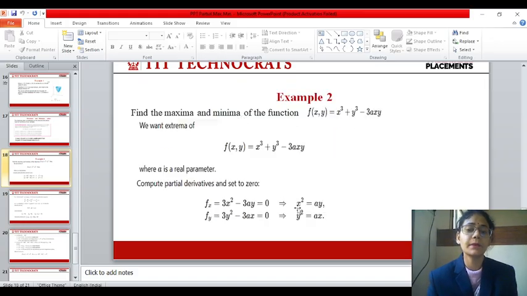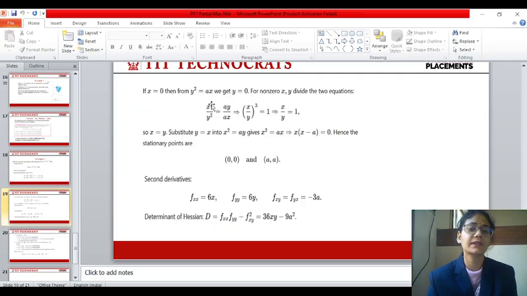Divide the above two equations that you received here. Then you will get x square upon y square is equal to ay upon ax. Simplify it, a and a get cancelled. This is x upon y whole cube is equal to 1. Further taking the cube root, x upon y is equal to 1, which means x is equal to y. Now substitute this value in this equation.